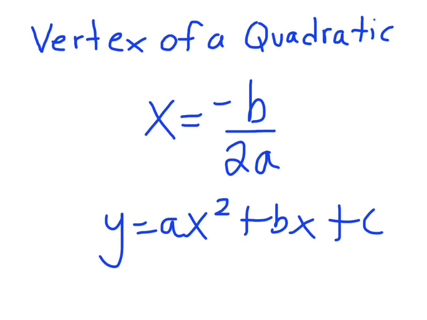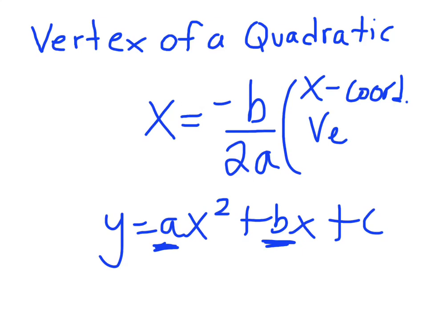So this formula actually makes it a lot easier to find the vertex. What we do is we use this formula with our b and our a, and this gives us the x coordinate of the vertex. This formula is called the axis of symmetry. It helps us find the x coordinate of the vertex, the horizontal translation, whatever you want to think of it as. So let's see it in action.